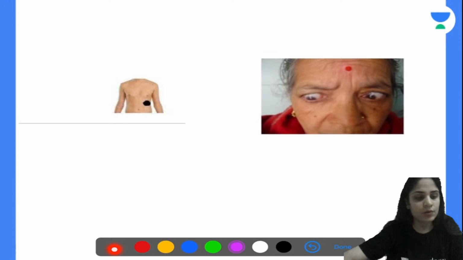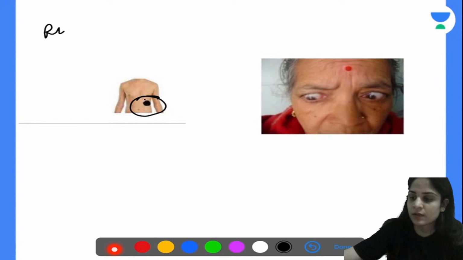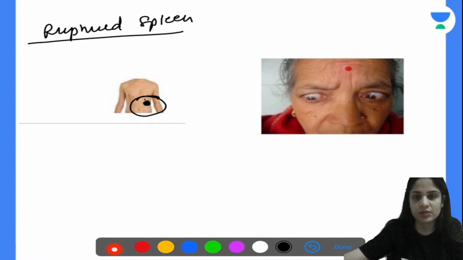Okay. So I'll tell you what is the sign. You have to tell me the name of the sign in that case. All right. So now this sign is seen in case of ruptured spleen. Just if you guys know, tell me the name of the sign. So this is seen in case of a ruptured spleen.